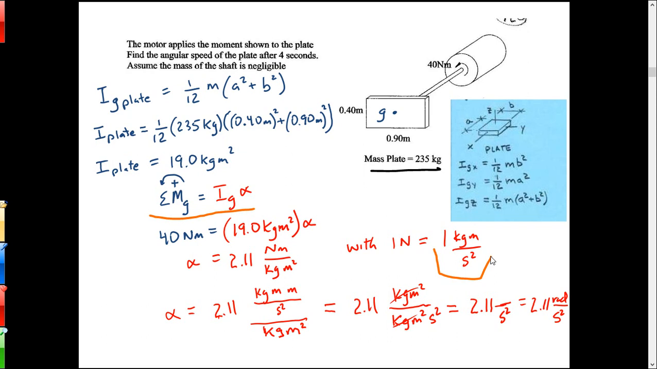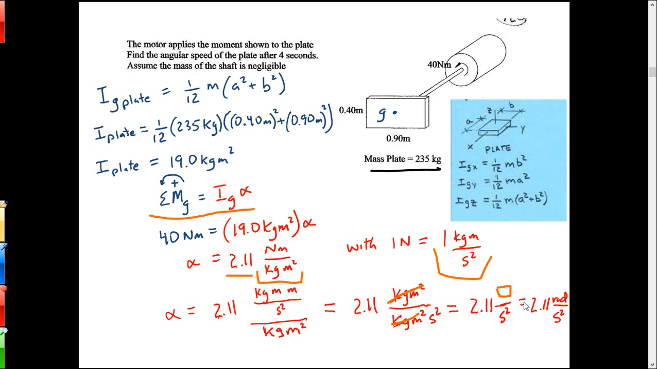So what's going on here is we've got 40 Newton meters is 19 kilogram meter squared times the unknown alpha. So alpha is 2.11. As I show here, the units on that are Newton meter over kilogram meter squared. A Newton is a kilogram meter per second squared, so that turns out to be kilogram meter squared per second squared. The kilogram meter squareds on either side cancel, and what you end up with is 2.11 with nothing on the top and second squared on the bottom.